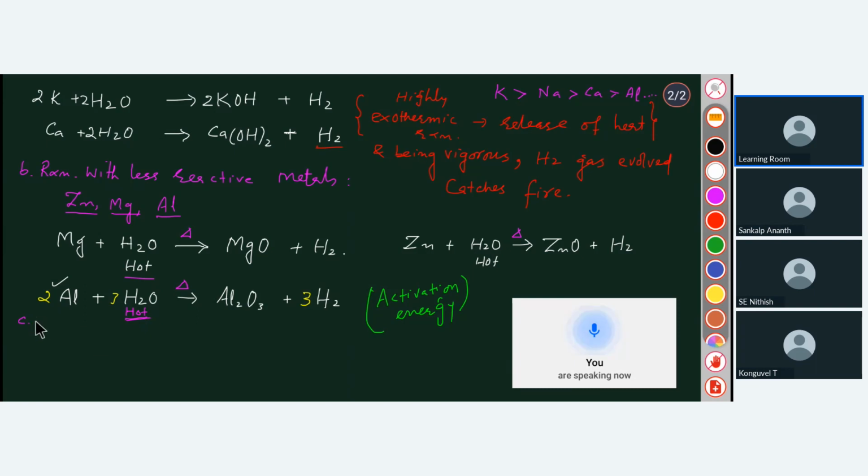Then we have metals like iron and nickel. They need steam, right? Iron and nickel are very less reactive, so that means they require steam for the reaction to take place. They only react with steam.